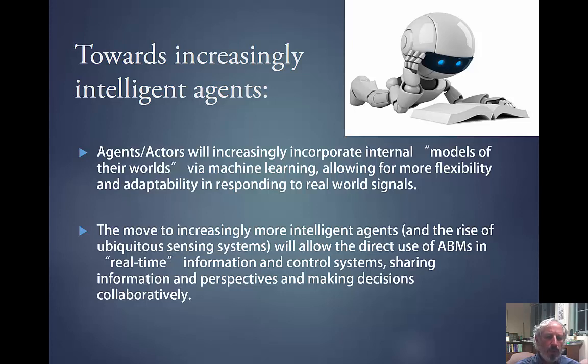Finally, we believe the move towards increasingly more intelligent agents and the rise of ubiquitous sensing systems will facilitate the direct use of ABMs in real-time information control systems, sharing information and perspectives and making decisions collaboratively. I think this is where things will really start to get interesting, and there's a strong need for models grounded in data that will allow for understanding how these increasingly intelligent, increasingly connected, and increasingly data-aware systems operate and react.